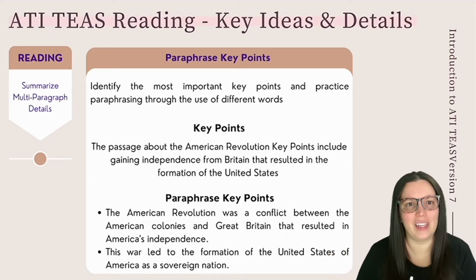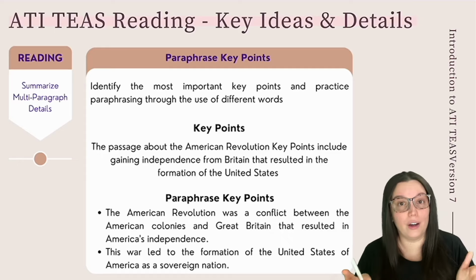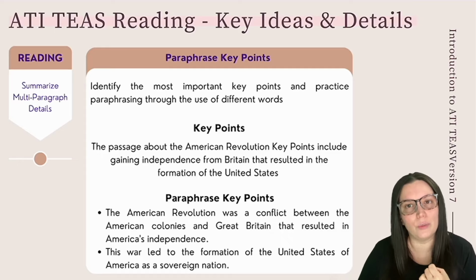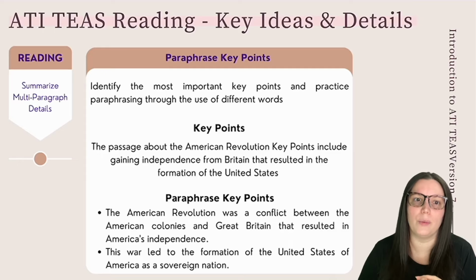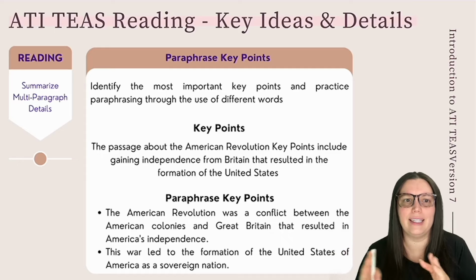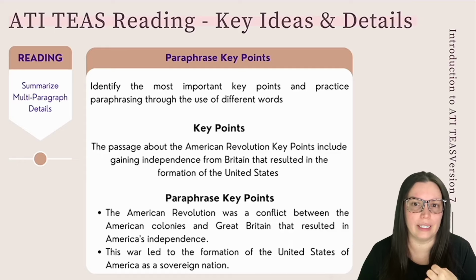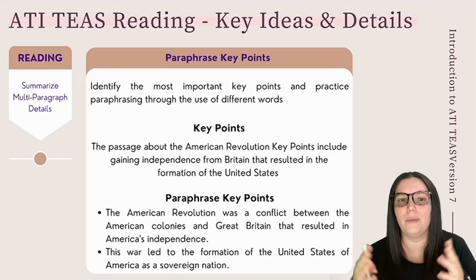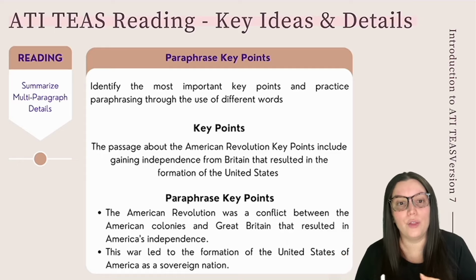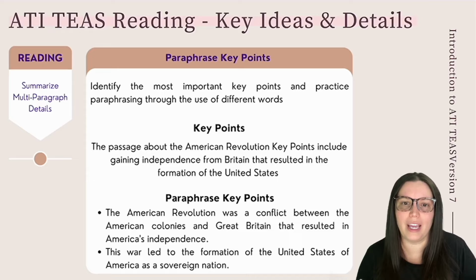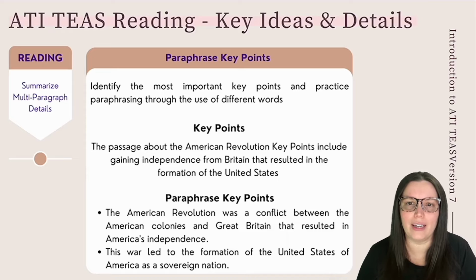So for example, if the key points in a passage about the American Revolution are that we fought to gain independence from Britain and that it resulted in the formation of the United States of America, you might paraphrase these key points as follows. The American Revolution was a conflict between the American colonies and Great Britain that resulted in America's independence. The war led to the formation of the United States of America as a sovereign nation.